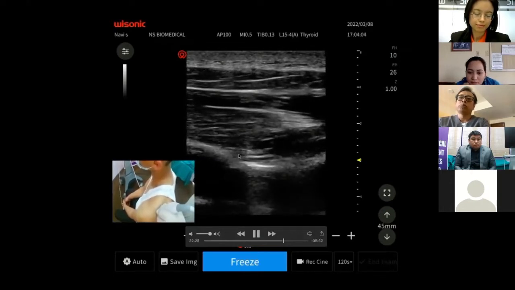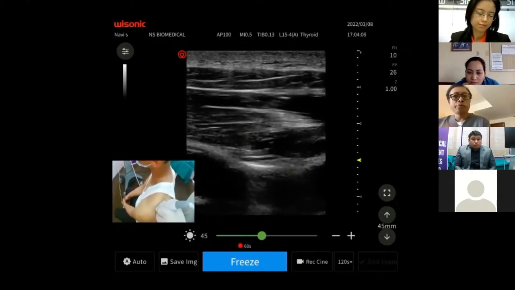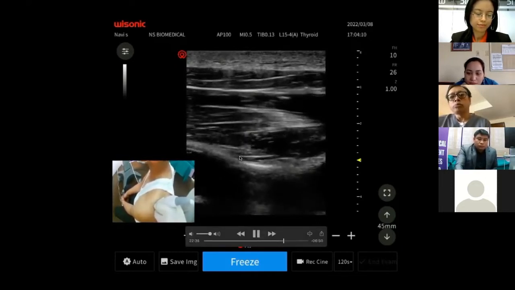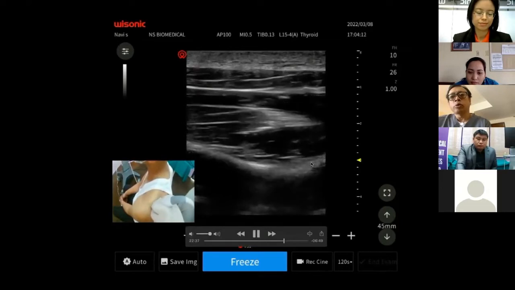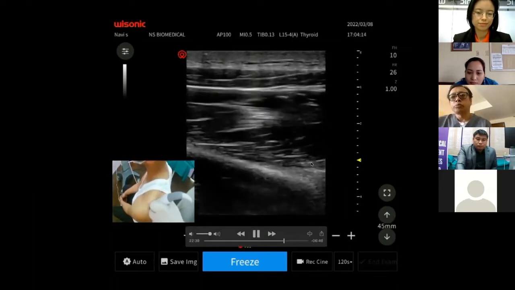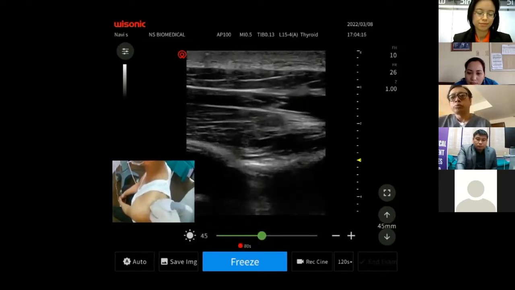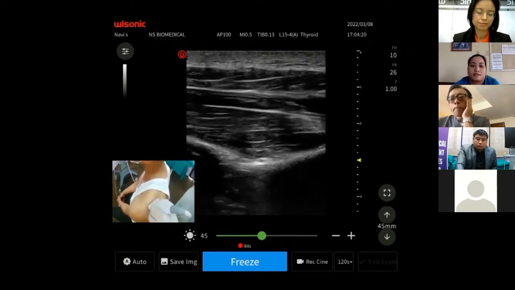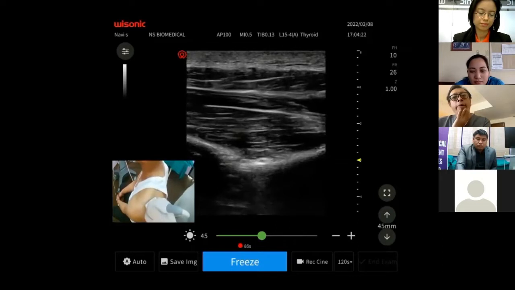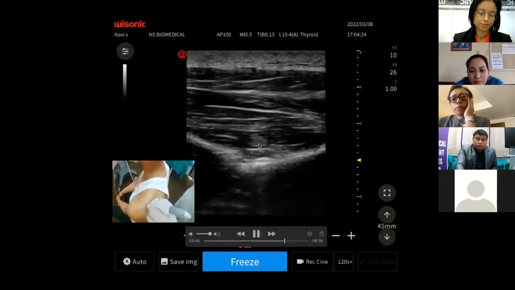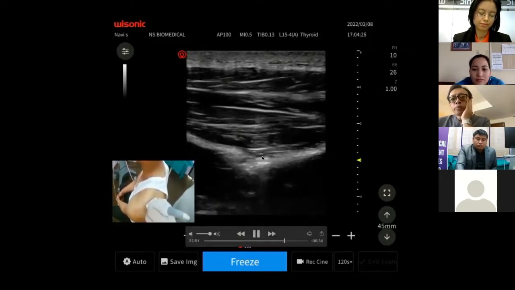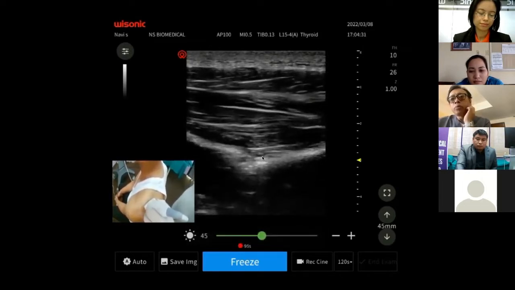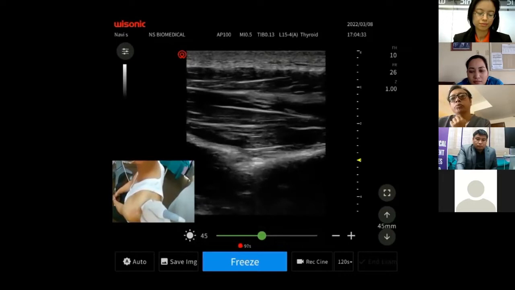If you observe carefully, you can see it even in this gray scale. So that pulsating structure is the suprascapular artery. The nerve is just next to the suprascapular artery. And you may or may not be able to see this signal on color Doppler. It doesn't matter, because even in grayscale, you can see the pulsation of the artery.